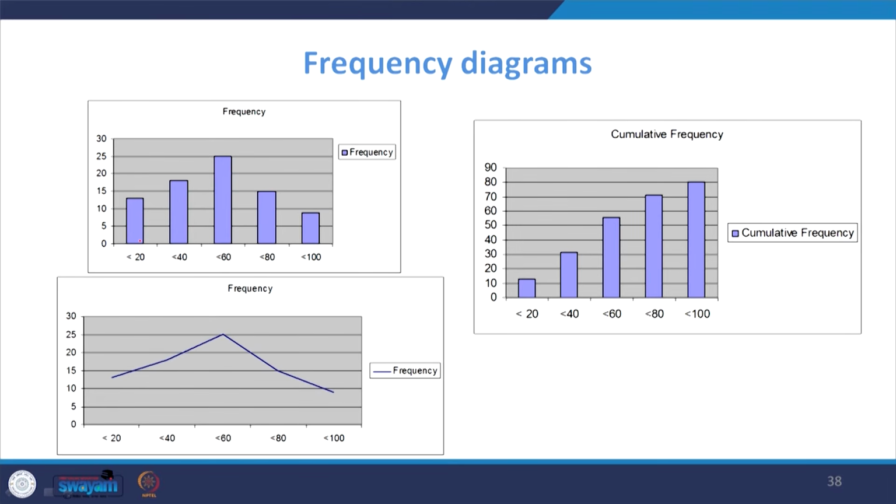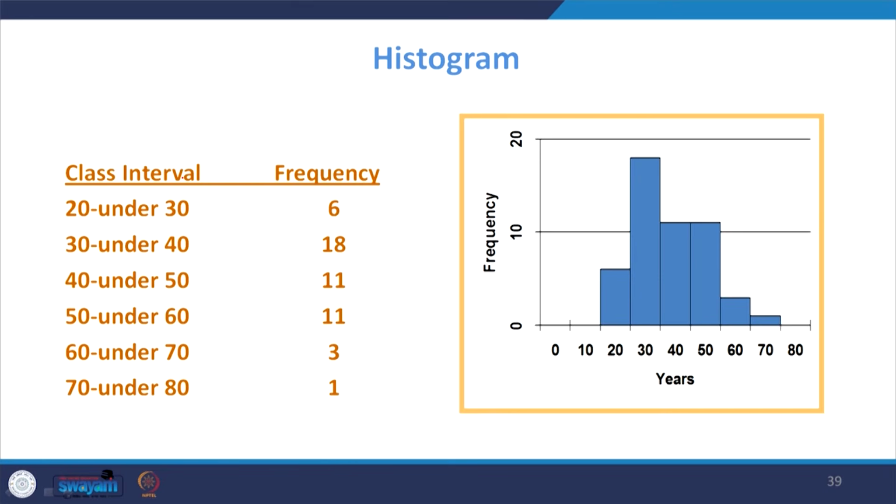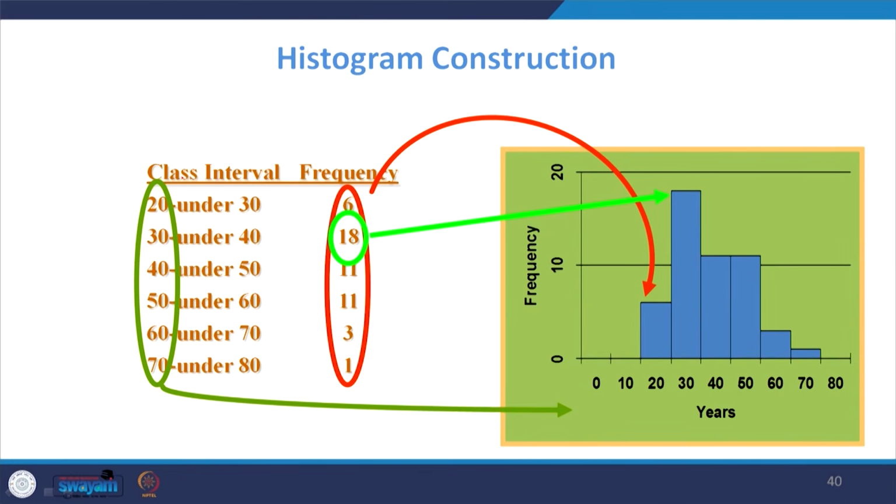It is not always possible to connect the midpoints; we have to be very careful. Only if the data is continuous can you connect this bar with this bar. If the data is not continuous you cannot connect it. The next one is a histogram. The histogram was constructed from the given table. The lower limit of the table values goes on the x axis and the frequency is shown on the y axis. You see that this is continuous data. That was the histogram.